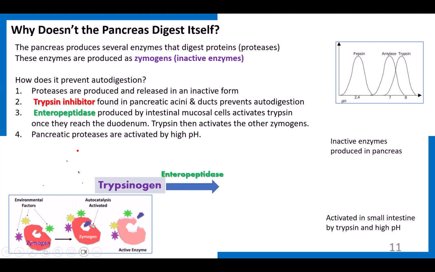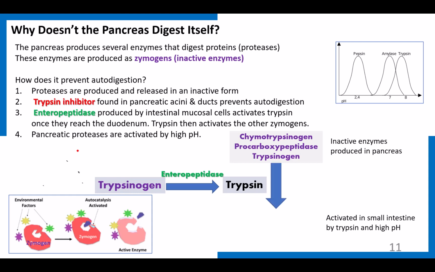Once it reaches the small intestine, we've got enteropeptidase, which is an enzyme in the small intestine that activates trypsinogen and converts trypsinogen into trypsin. Once trypsin is formed, then trypsin helps to convert all the other inactive proteases into their active form, right?